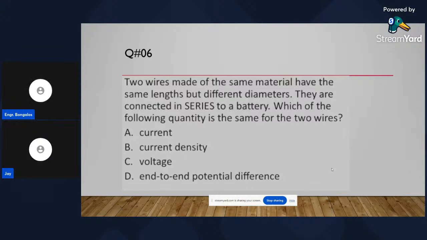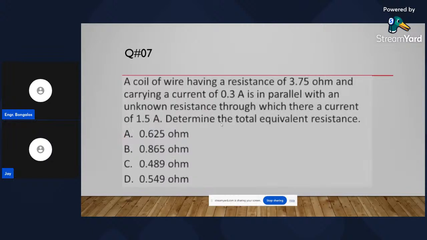Sige, try natin. Okay. So, sabi dito, connected in series na. So, kapag connected in series, ano ba yung the same? Di ba sabi kanina, yung current saka the load is the same kapag connected in series. So, therefore, letter A yung sagot natin. Okay, next.